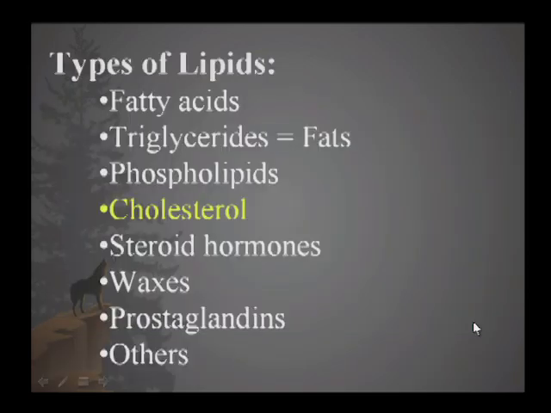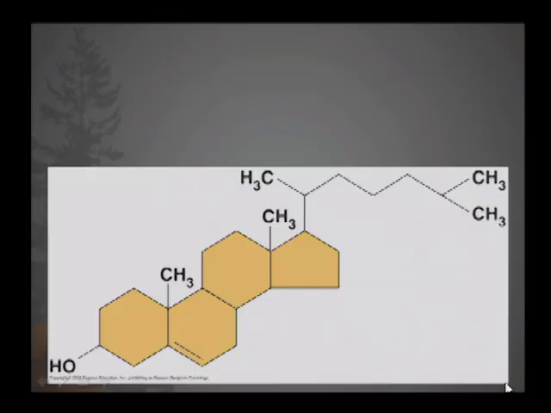Cholesterol would be another example of a type of lipid. So our steroid hormones form from cholesterol, among other things. Cholesterol is also part of plasma membranes. Steroid hormones, as I just mentioned, derive from cholesterol. And this is an example of a steroid hormone, what they look like. So again, you can see organic molecules have some complex shapes.